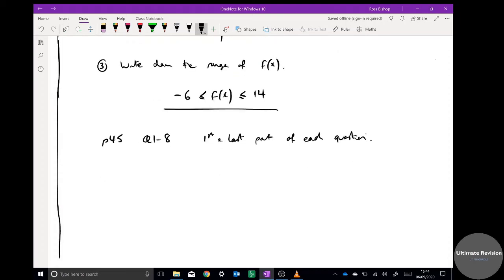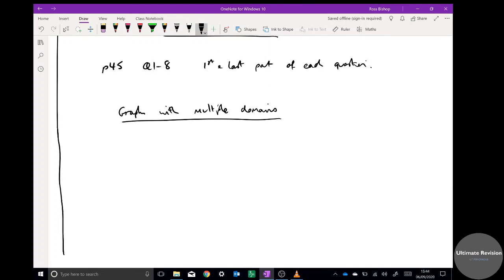and we've got one more bit. We're going to be sketching multiple domains. So when you've done those questions, graphs with multiple domains, new title, and straighten again with an equal. So draw the graph f(x) equals 4 minus 4x minus 2x squared.